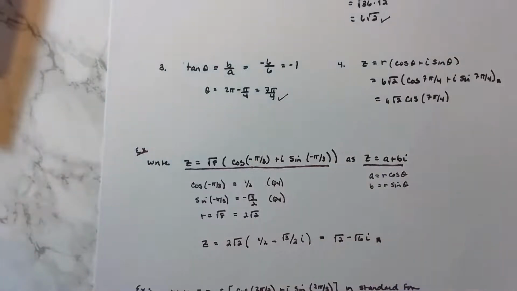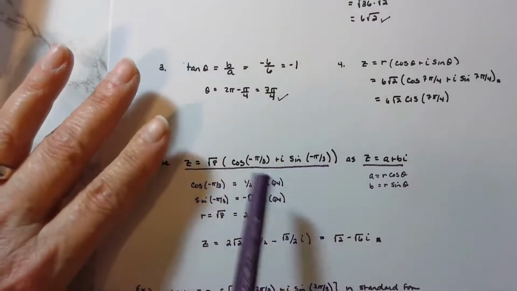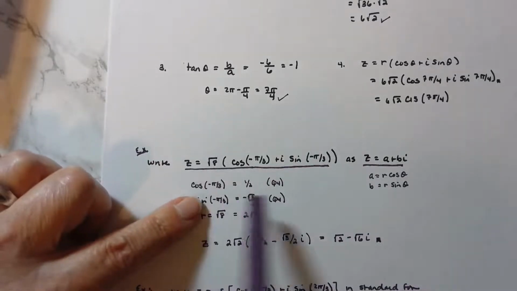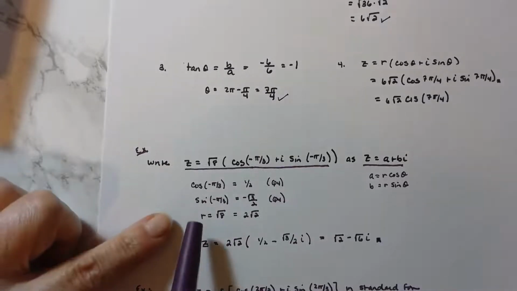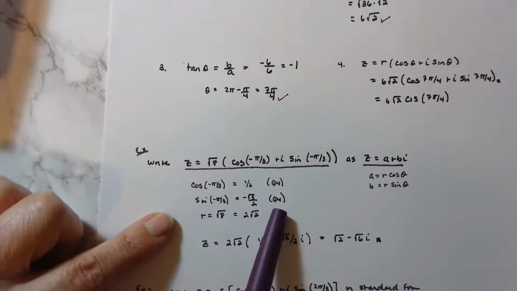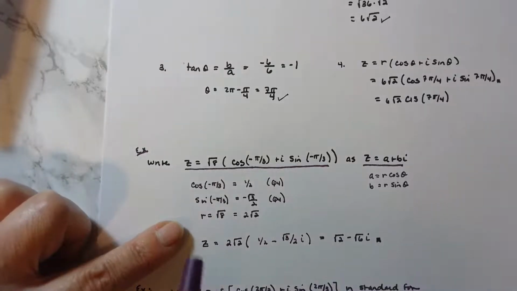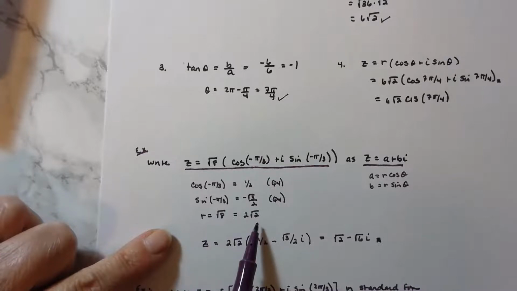Now in this case, I don't have to do too much work because I know my r is root 8. And what's even easier is I know what the cosine and the sine of negative pi over 3 are. The cosine of negative pi over 3 is 1/2. It's in quadrant 4, right? And the sine of negative pi over 3 is negative root 3 over 2. And that's also in quadrant 4. So the only other thing I need to do is simplify this radical to 2 root 2.